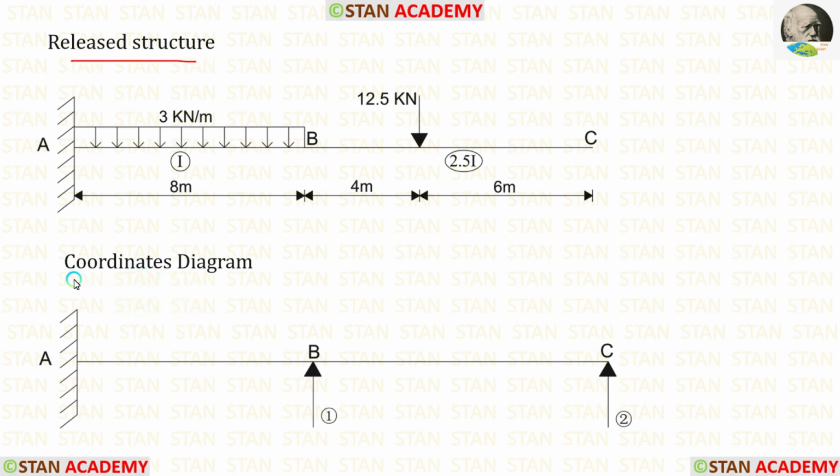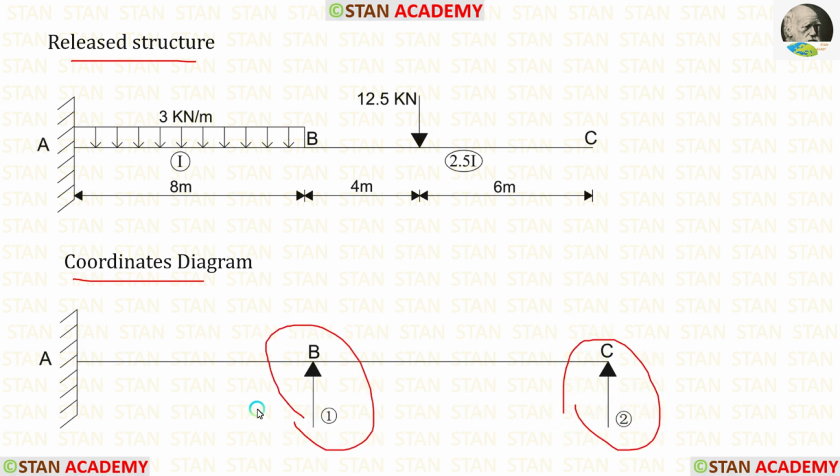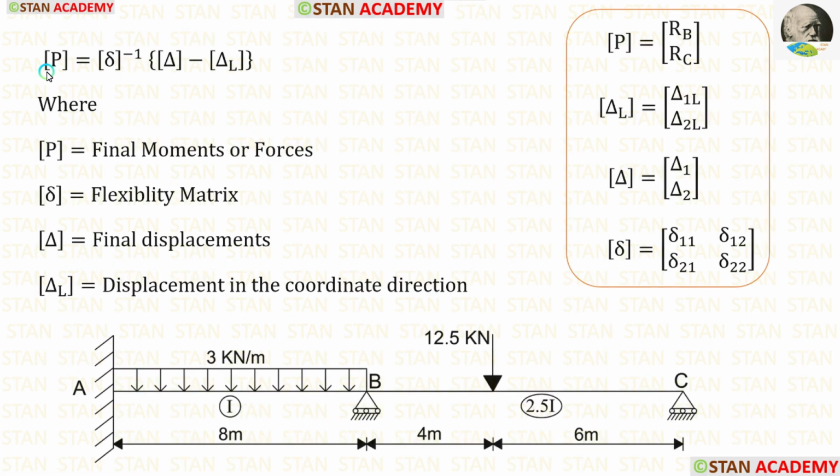Now let us make the coordinates diagram. In this analysis, there are two coordinates. We are having the coordinates at the points B and C, because at these points only, we have removed the supports.